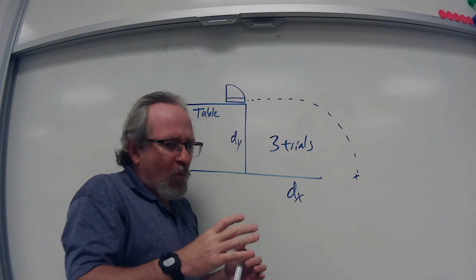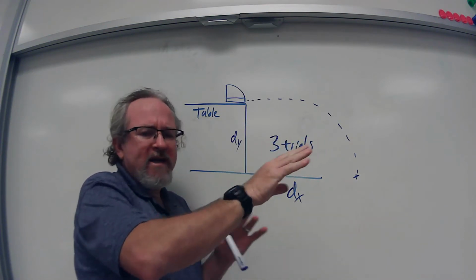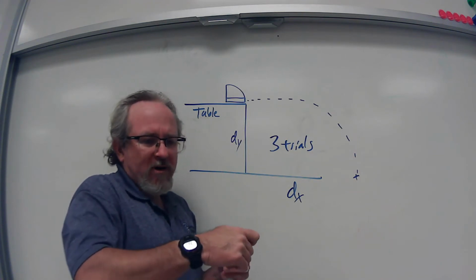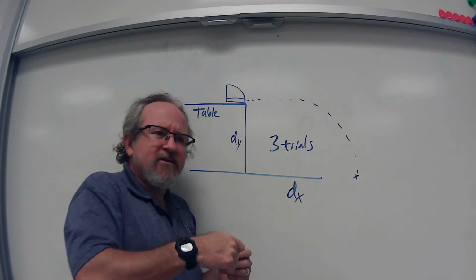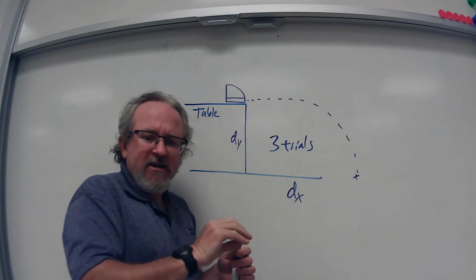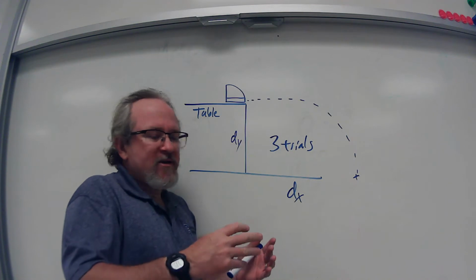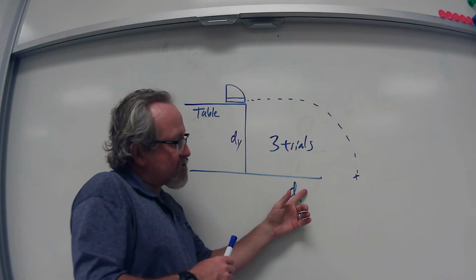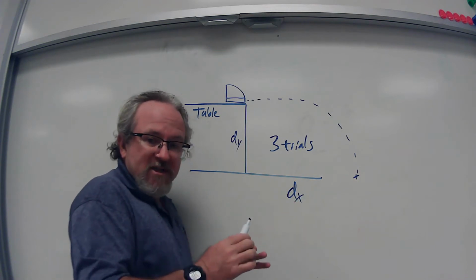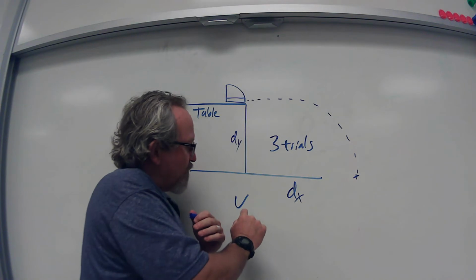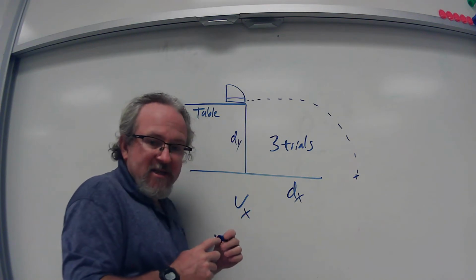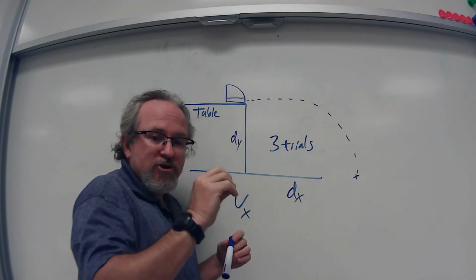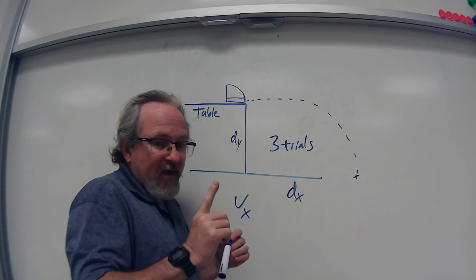Now, if you get one data point that's way different from the others, either way short or way long, probably more likely to be way short if the washer got stuck a little bit and the spring wasn't released very cleanly, throw that data point out and go back and do another trial. From the height of the table and the distance traveled, we can do the same process that we did with our toy car, and we can find the velocity in the x direction, which is the velocity that my launcher shoots my projectile. And that's the point of this.